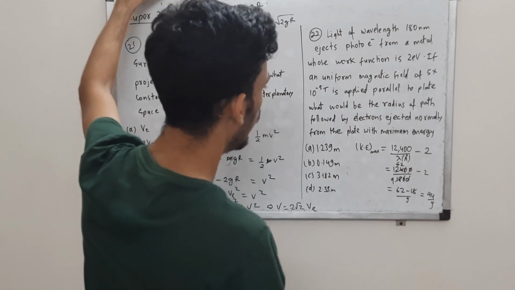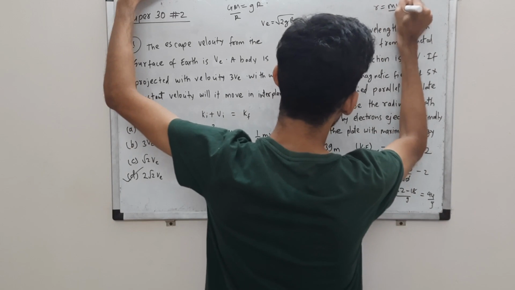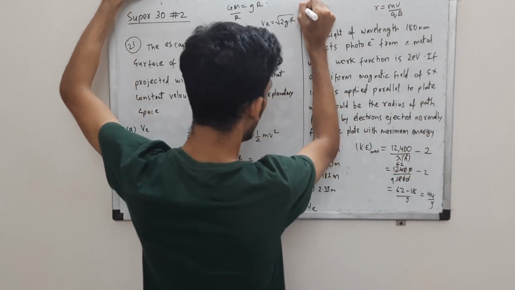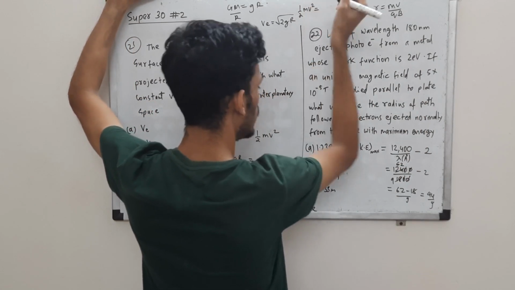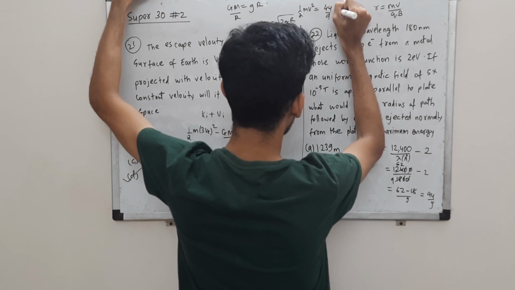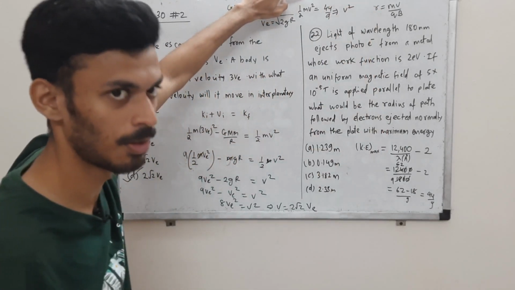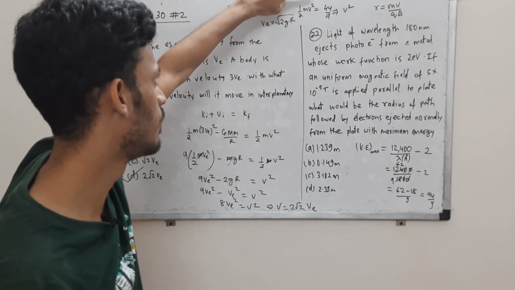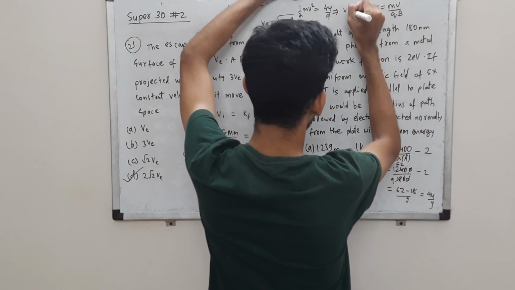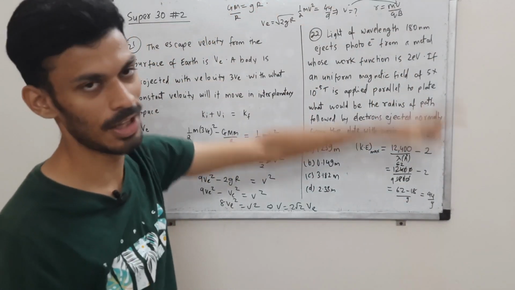From here we can find V. Because for R we require mv by qB, we require V. So we can equate this kinetic energy to half mv squared, which is 44 by 9, and from here we'll find V. m is the mass of the electron. Half we know, m we know, so we can find V. Then that V we'll substitute in mv by qB and get the value of R.